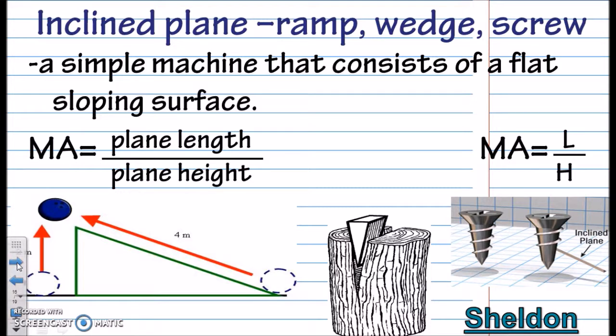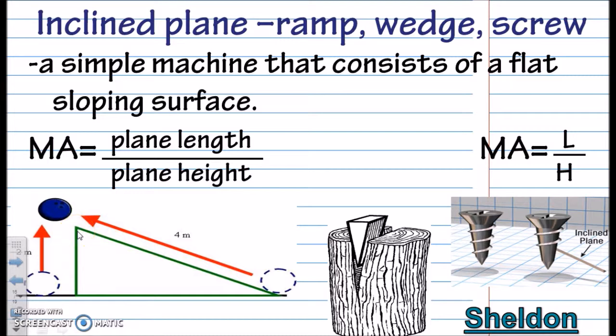Okay, just 3 simple machines here. We only have one more left, and that's the pulleys. Anyway, these 3 simple machines are calculated with the same exact formula because they're all inclined planes. So for the ramp, the wedge, and the screw, you'd have to notice that, for example here, the length of the ramp right here is 4 meters, and then the height of it is 2 meters. So this has a mechanical advantage.